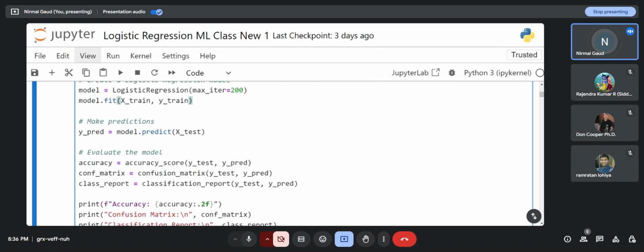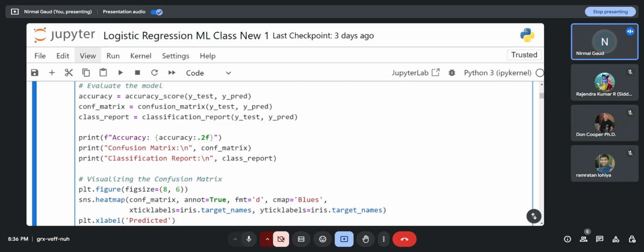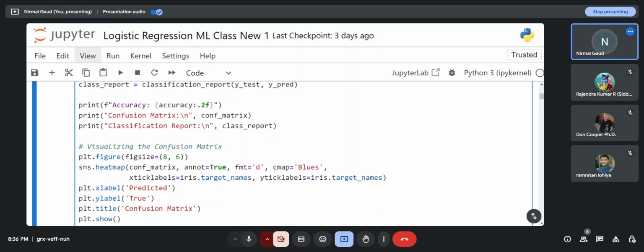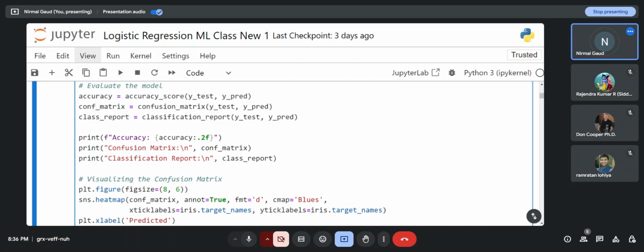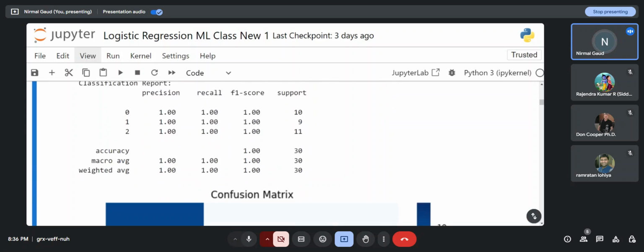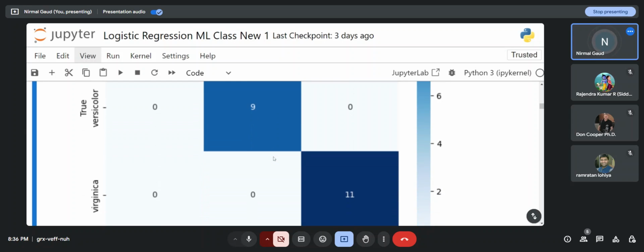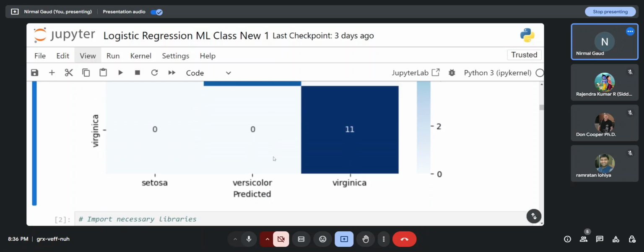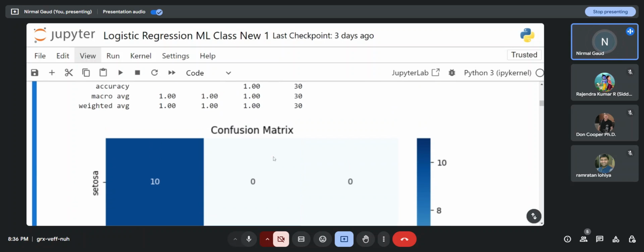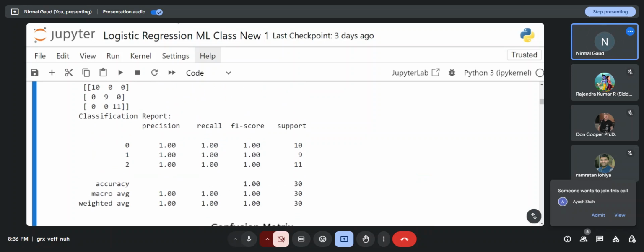Our model got trained, we performed the prediction, then we printed the accuracy, confusion matrix, classification report, everything. I need to discuss this today. What they are in detail, I need to talk about, because they are the evaluation criteria for the classification model. So this is your confusion matrix.